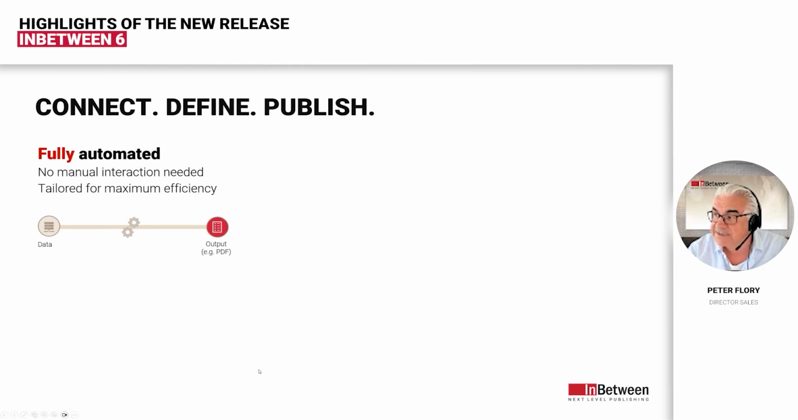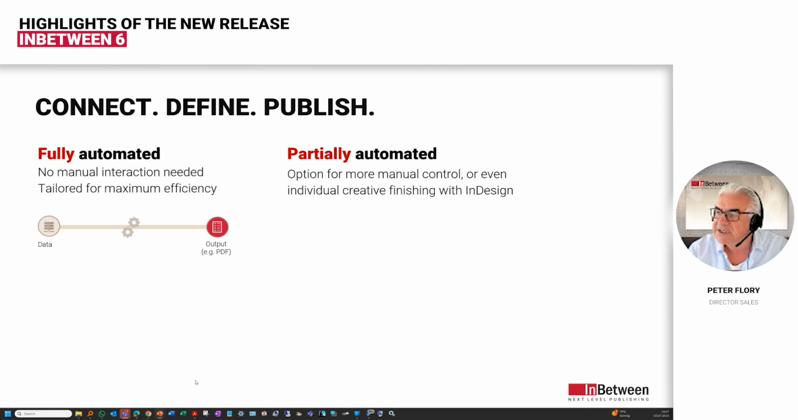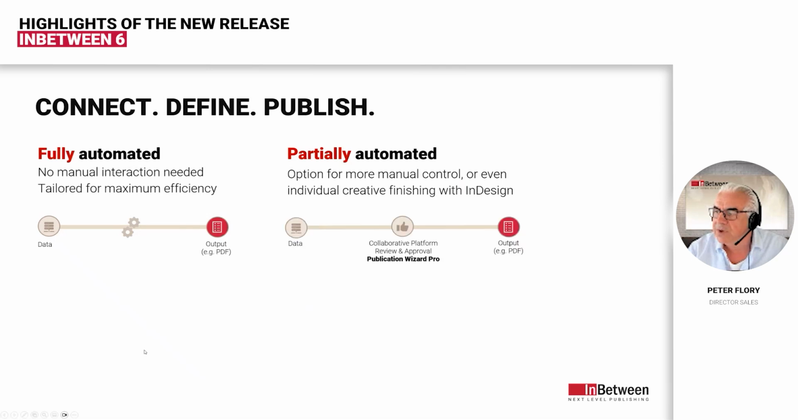But in a lot of cases, specifically when we talk about catalogs, customers do want some manual control over the process. So we provide you with partially automated publishing through our collaborative platform, the Publication Wizard. And as you may notice, we call it Publication Wizard Pro now. This is the new version of Publication Wizard as part of InBetween 6.